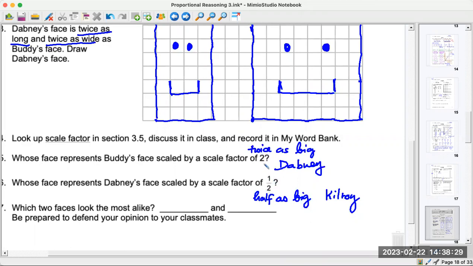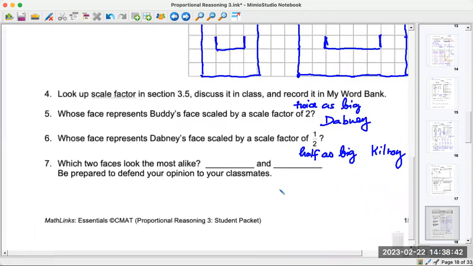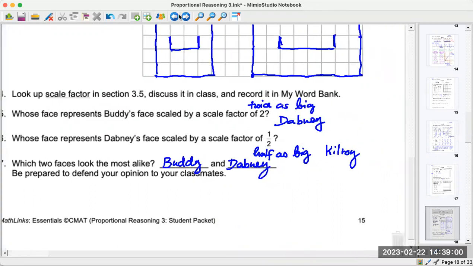This is called an enlargement. This is a reduction. If your number is bigger than 1, it's an enlargement. If your number is somewhere between 0 and 1, then it's called a reduction. Which of the two faces look most alike? That's Buddy, the first one, and the last one, Dabney. Okay, so that's called a scale drawing. Let's move on. This was page 15.